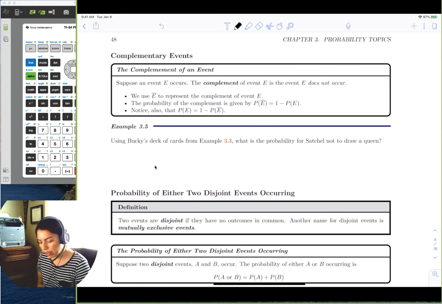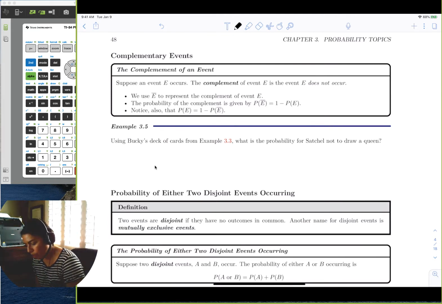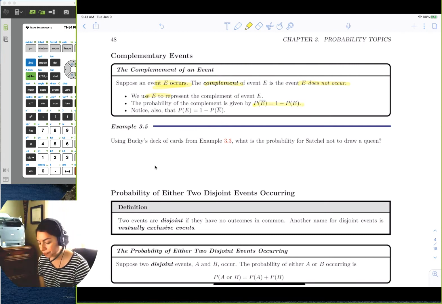A complementary event is just where the event does not occur. So if we have an event E occurring, then the complement would be that E does not occur. We denote the complement by an E bar, and the formula is given by the probability of the event not occurring is equal to 1 minus the probability of the event occurring.